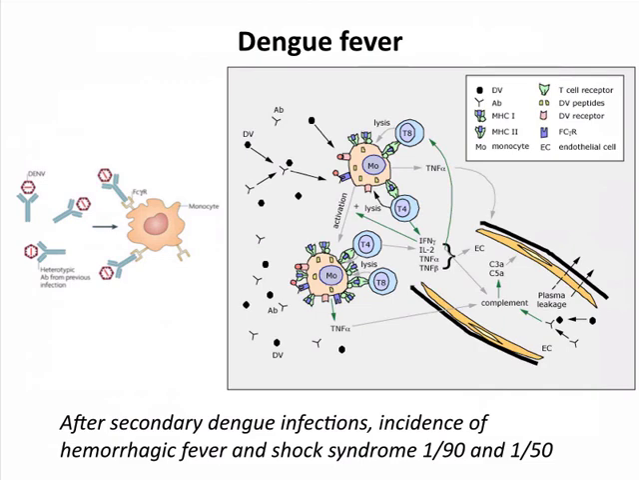And the incidence after secondary infections is 1 in 90 and 1 in 50 compared to 1 in 14,000. So this is why dengue is serious, because the first infection is okay, but it's that second infection that can kill you. And so right now we're trying to make a vaccine that would protect everyone in these areas against all 4 serotypes.